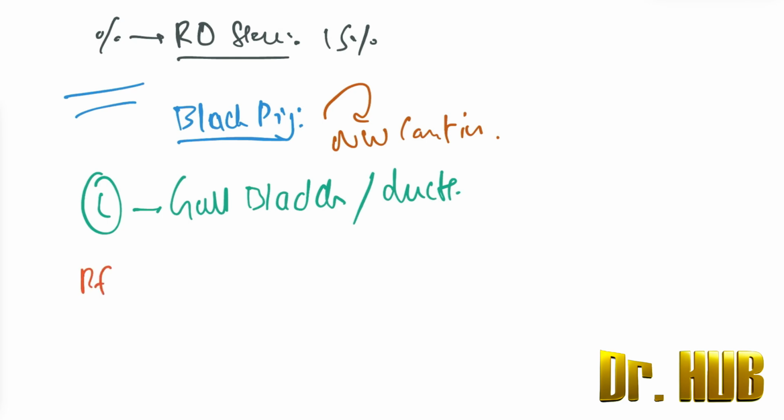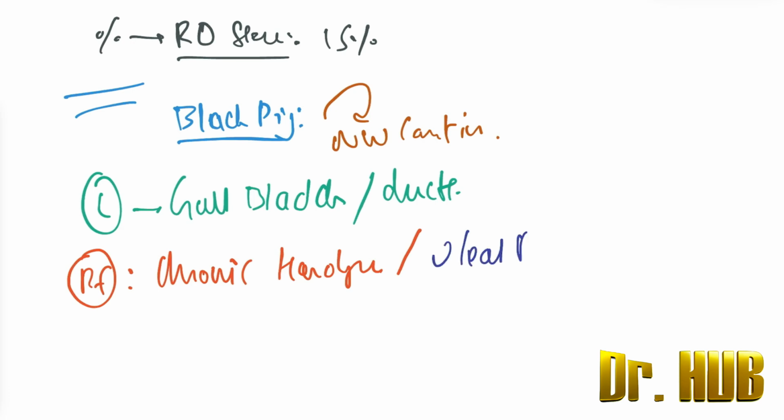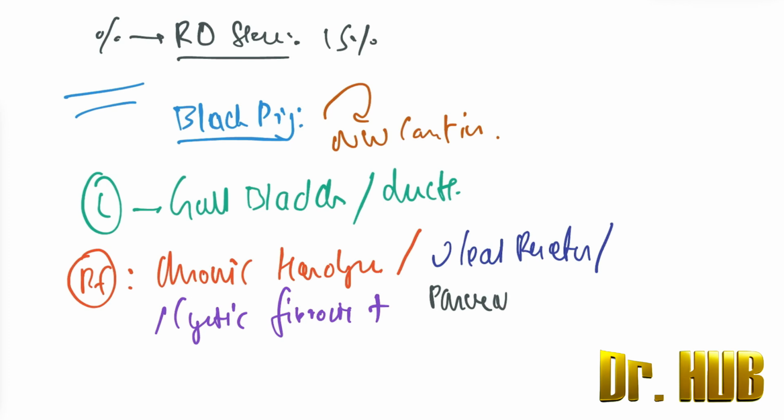Next we move on to the risk factors. The risk factors of the black pigment stones are chronic hemolysis, then ileal resection, and then cystic fibrosis. This cystic fibrosis is along with pancreatic insufficiency.